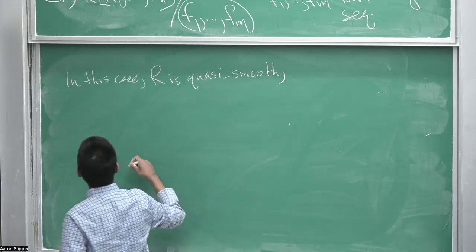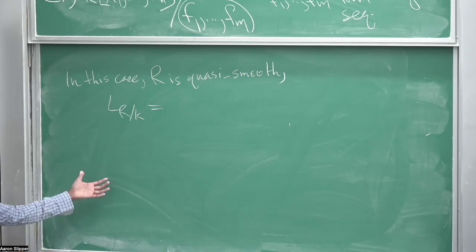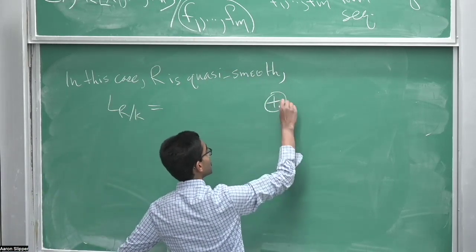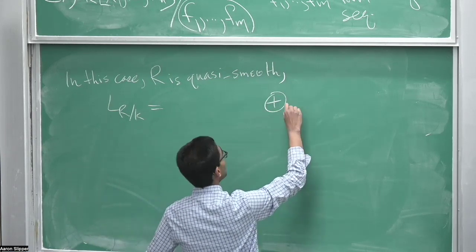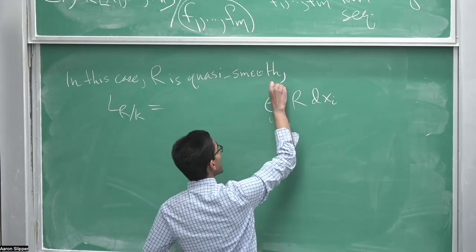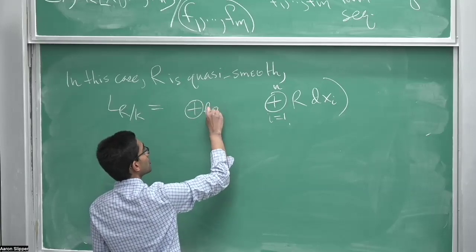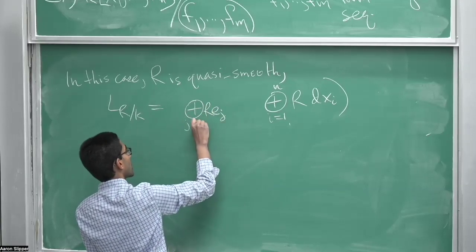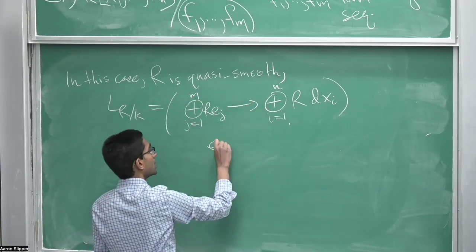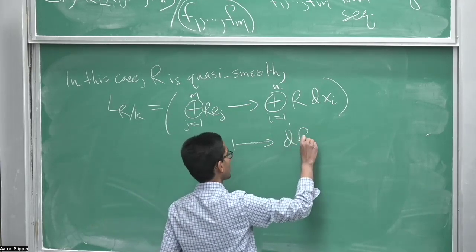In fact, the cotangent complex of R over K, you can describe it as the following two-term complex. First you have the direct sum of R times d pi, and the direct sum of R times, let's say, d e_j, j from 1 to m. e_j is going to map to the differential of f_j.